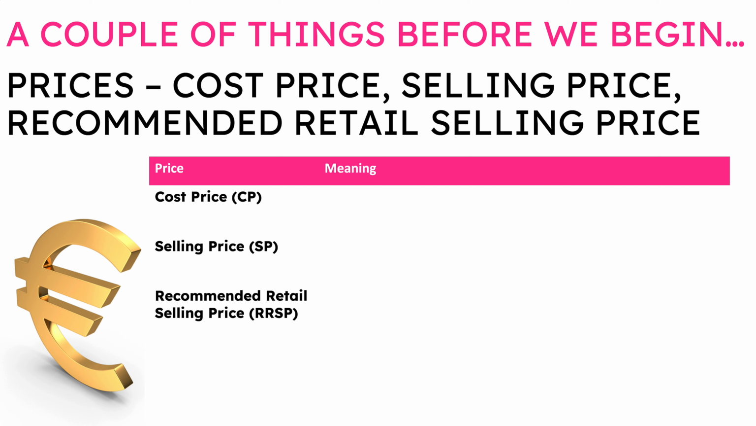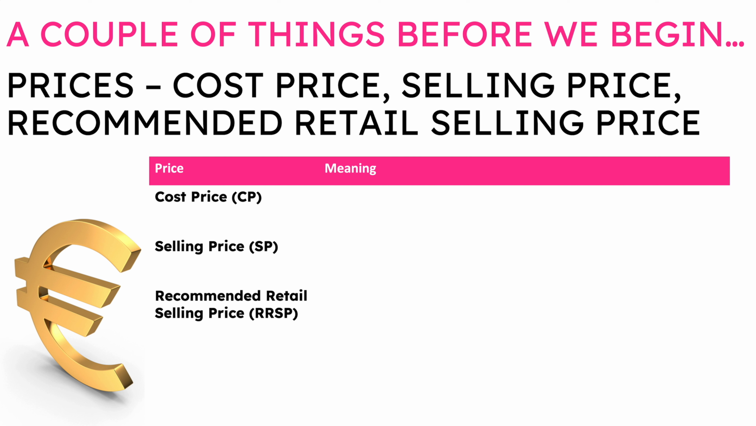So we've got cost price, selling price, and recommended retail price. So you need to know the difference between them. Cost price is how much it cost to make the product or how much it cost you to buy it from your supplier. Selling price will be how much a business sells its products to their customers for.